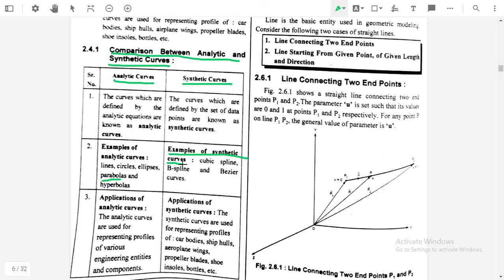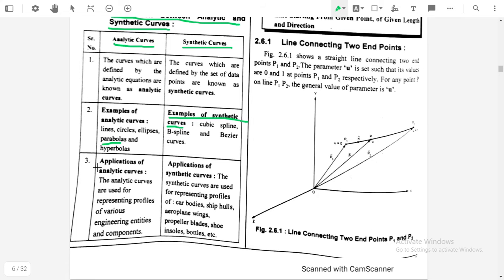What is a synthetic curve? What are examples of the synthetic curve? The B-spline curve, the cubic curve, or Bezier curve. These are some examples of the synthetic curve. Then, the application of the analytical curve.